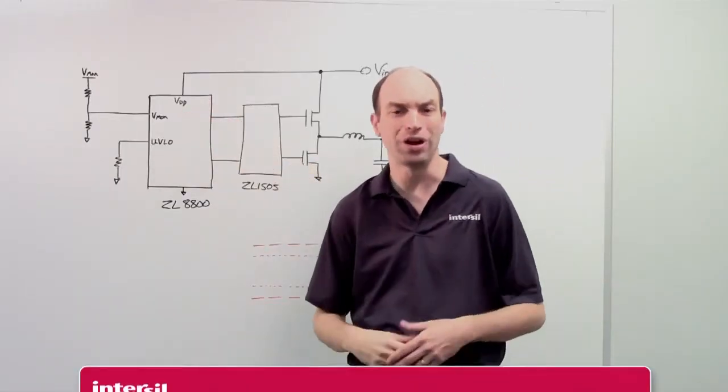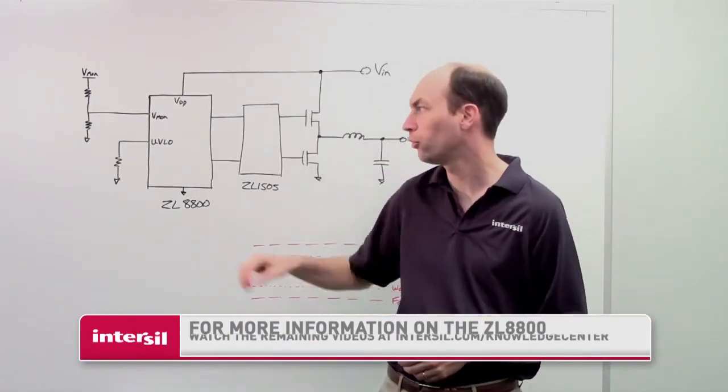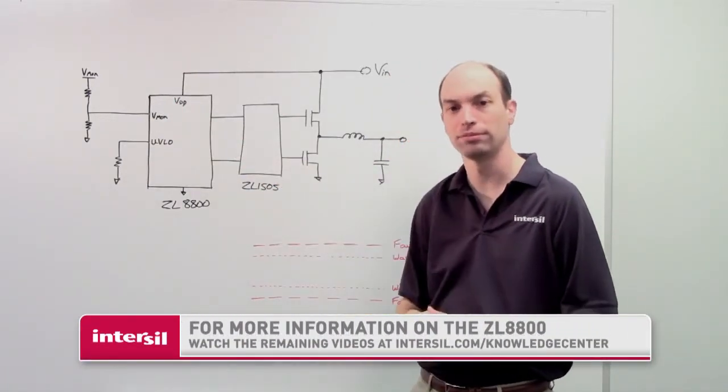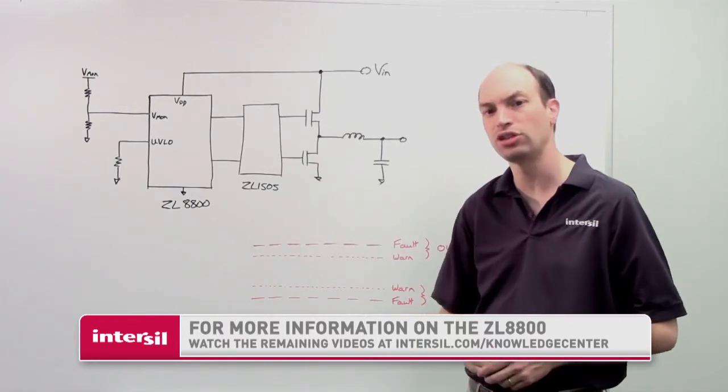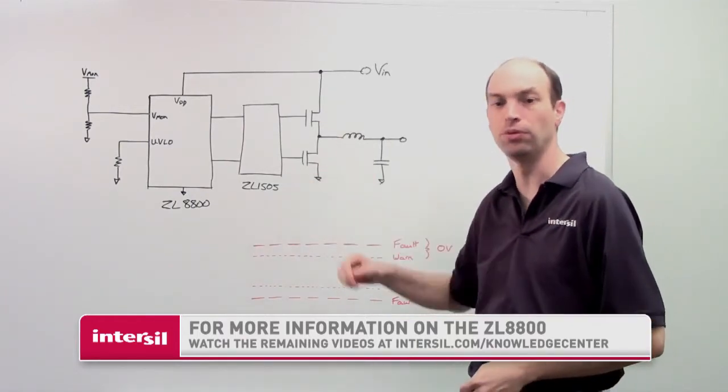Conversely, it can also be used for any other rail in the system. There's quite a bit of flexibility with this. That kind of covers the different protection levels that are available for the input voltage rails.